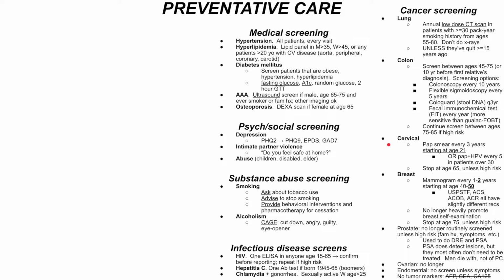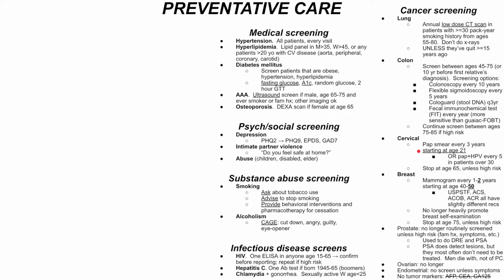Next is cervical cancer in women. The age range for this is 21 years old to 65 years old. So you start with a pap smear every 3 years, starting at age 21. Now, if you have a sexually promiscuous woman that's less than 21 years old, you still start at age 21. So don't be deceived by a situation where somebody is high risk for HPV, but they're younger than 21. You only start pap smears at age 21.